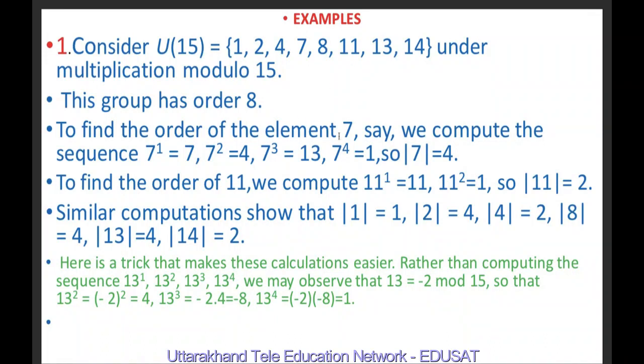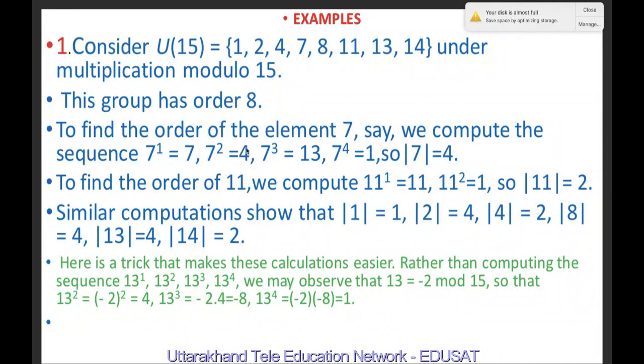Now we will find the order of an element 7, just to demonstrate how to find the order of an element. So always take care of the group operation whenever we find the order of an element. So here the operation is multiplication modulo 15. So we will compute the sequence like 7 raised to 1. 7 raised to 1 means 7. If we divide it by 15, the remainder is 7 only. Now 7 square. 7 square means 49. If you divide 49 by 15, 15 threes are 45 and the remainder is 4. So I have written 4 here.